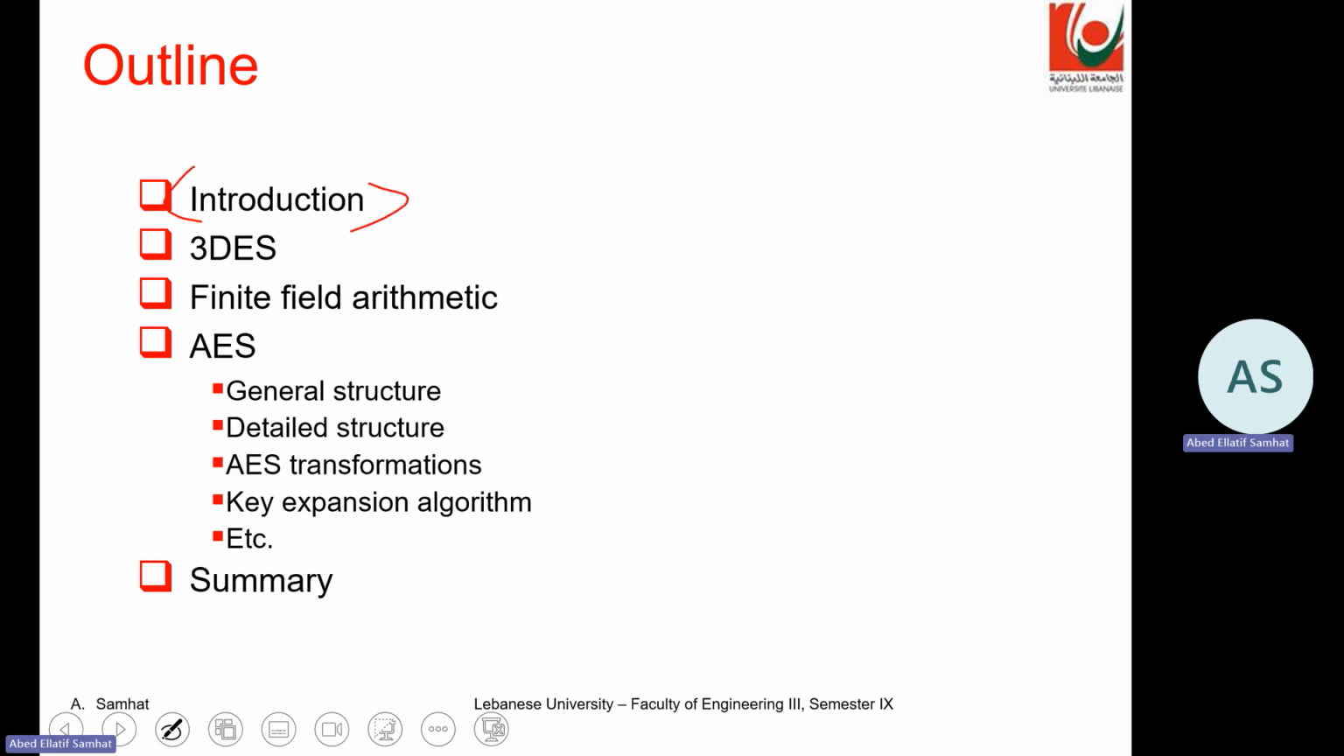Okay, in this introduction, we will review the weaknesses of the Data Encryption Standard, and we will see how we can improve the Data Encryption Standard using 3DES. And after that, just a simple mathematical review, and we will go on to investigate the Advanced Encryption Standard, the general structure and the detailed structure, and after that, the different blocks of this algorithm, and then we conclude with a summary.